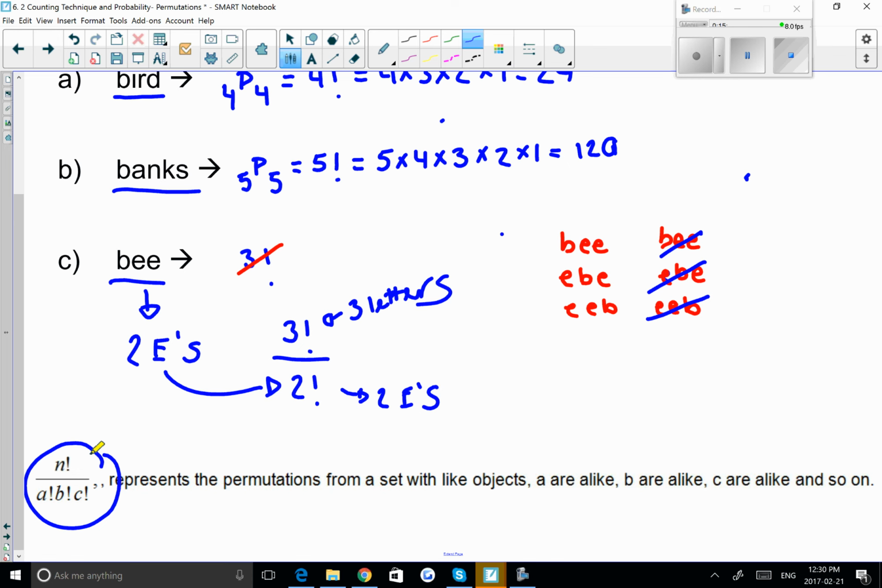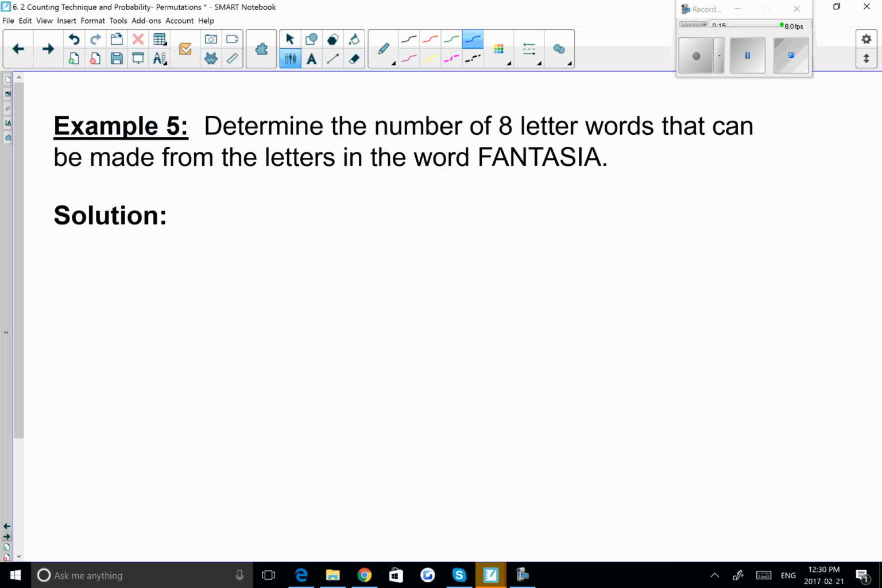Okay, so let's look at some more examples. So I'll do example 5. Determine the number of 8-letter words that can be made from the letters in the word fantasia. So think about it. I have 1, 2, 3 A's. So I have duplication here. Any other letters that duplicate? So that's it. So I would take that there's 8 letters.